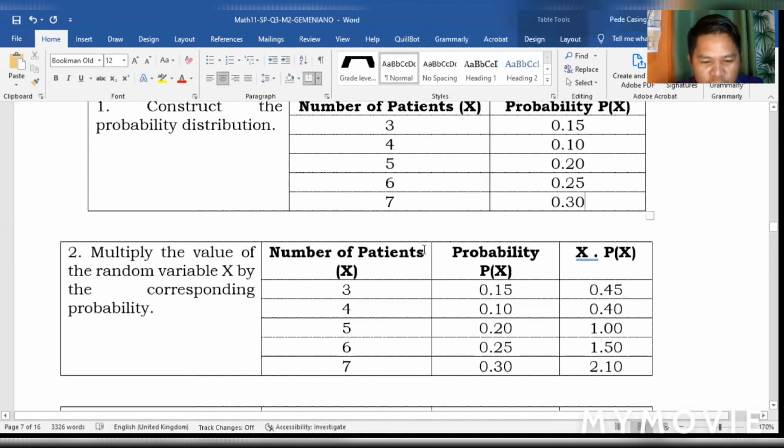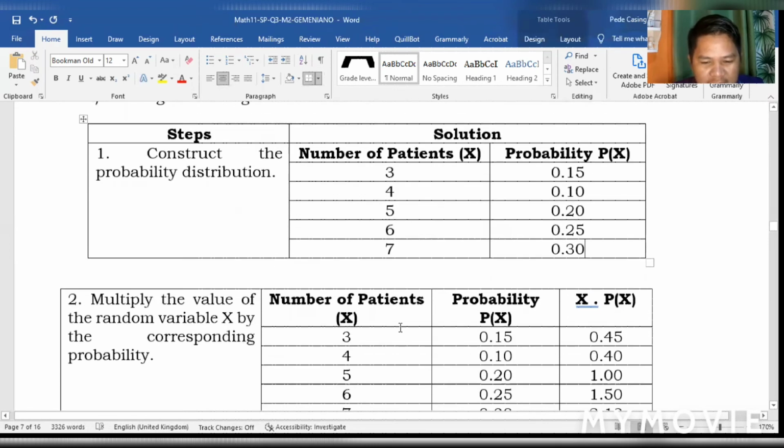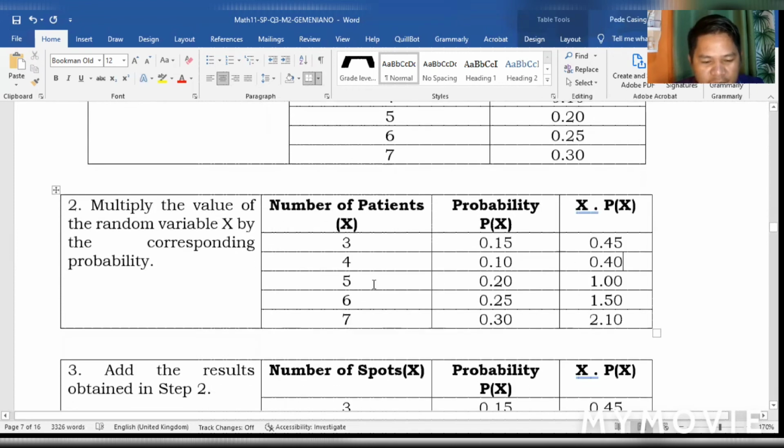Okay, then after that, multiply the x to the p of x. 3 times 0.15, that is 0.45. 4 times 0.10, that is 0.40. We have 5 times 0.20, that is 1.00. 6 times 0.25, that is 1.50. 7 times 0.30 is 2.10.